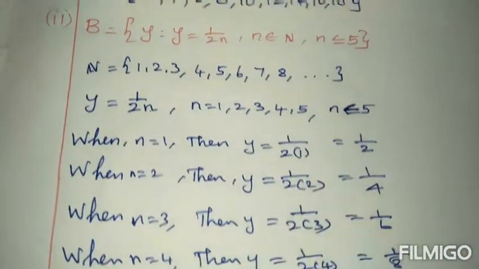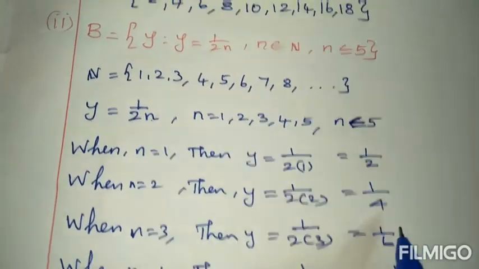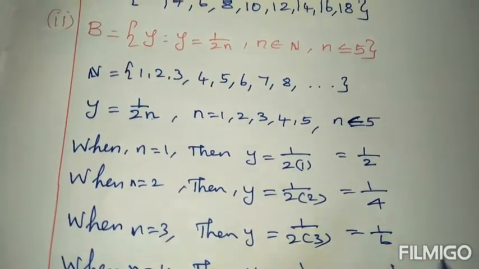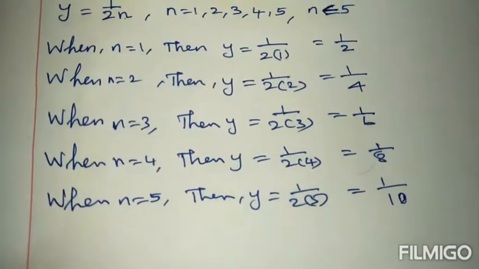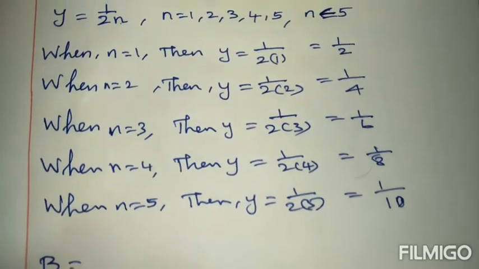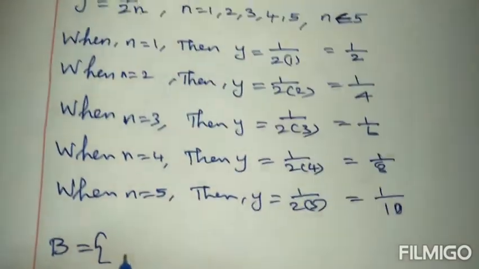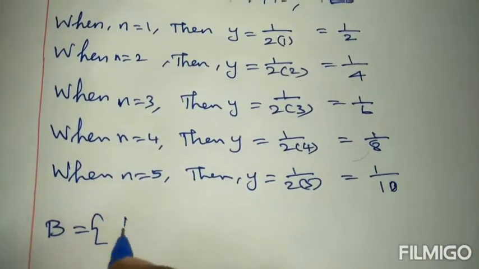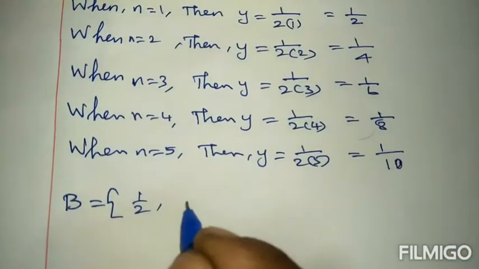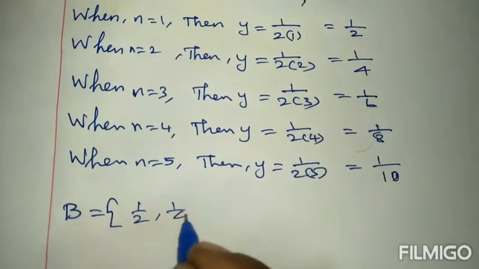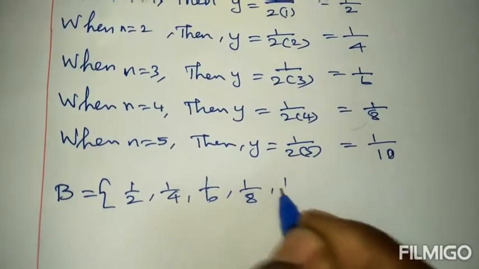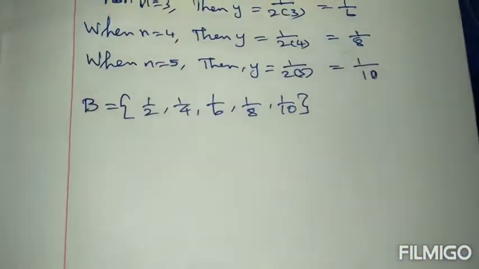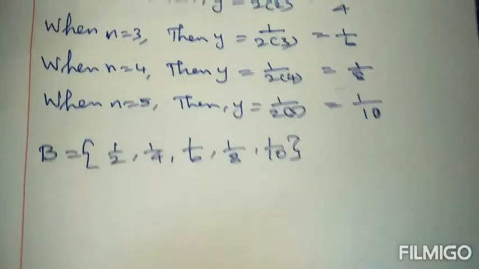So these are the elements of set B, that is the roster form of the set B. So let us list the elements in the roster form. B is equal to {1 by 2, 1 by 4, 1 by 6, 1 by 8 and 1 by 10}. So it is in the form of roster form.